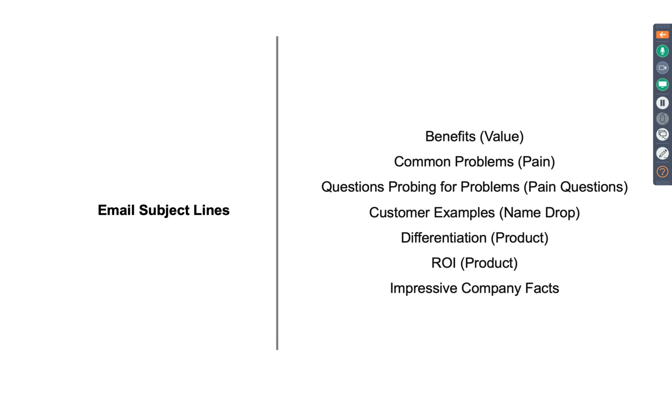And what works great is that same list. So we could use a value point for a subject line, a pain point that we help to solve for a subject line, a point about how we're different for a subject line. So the same list that we use to create our email messages, those individual points usually make good subject lines as well.